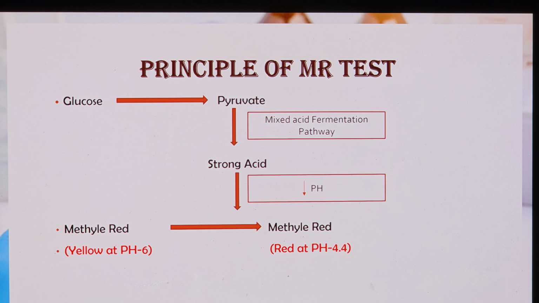What is the principle behind the MR test? This metabolic pathway mainly occurs in the bacteria. First, glucose is converted to pyruvate. Pyruvate undergoes mixed acid fermentation pathway and forms strong acids. These strong acids decrease the pH of the medium, and the methyl red indicator is converted to a red complex at pH 4.4. The methyl red indicator is the most important indicator in the MR test, which is yellow in color at pH 6 and turns red at pH 4.4.